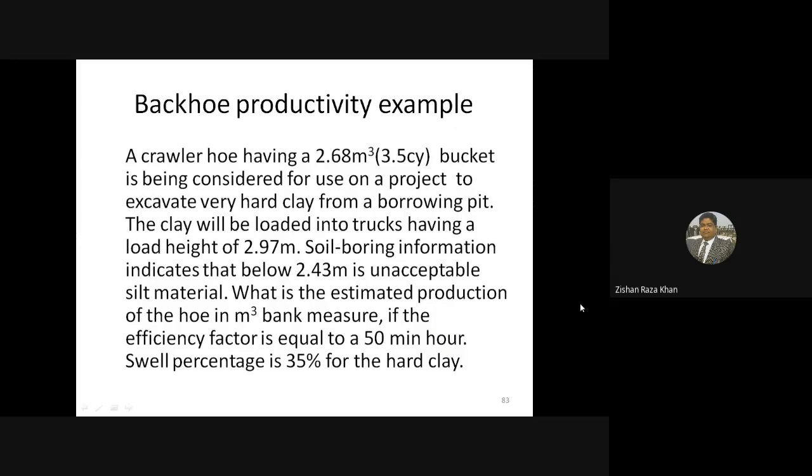Now consider a productivity example of the backhoe. A crawler backhoe having a 2.68 meter cube or 3.5 cubic yard bucket is being considered for use on a project to excavate very hard clay from a borrow pit. The clay will be loaded into trucks having a load height of 2.97 meter. Soil boring information indicates that below 2.43 meter is unacceptable silt material. What is the estimated production of the hoe in meter cube bank measure if the efficiency factor is equal to 50 minutes per hour and the swell percentage is 35% for the hard clay?